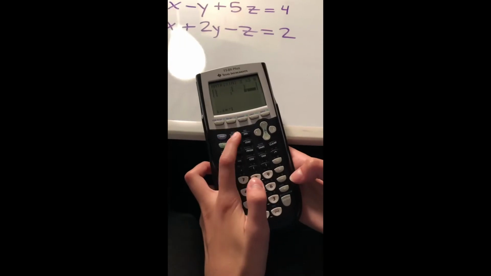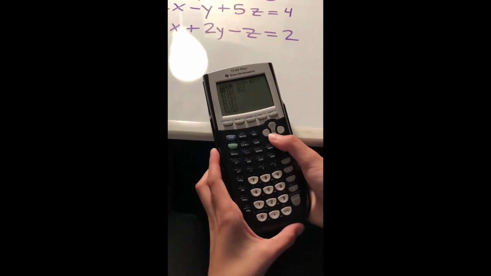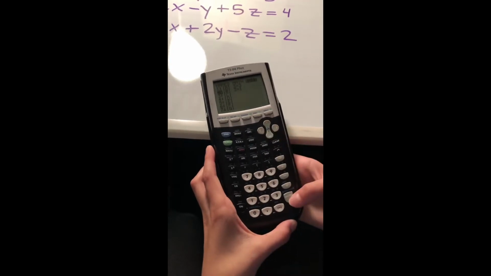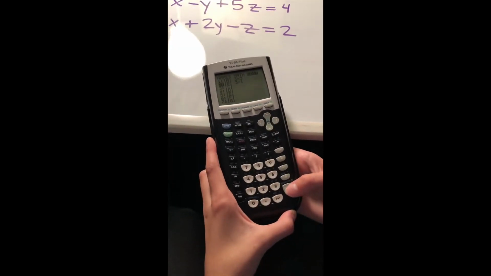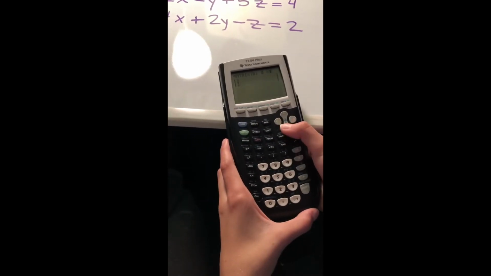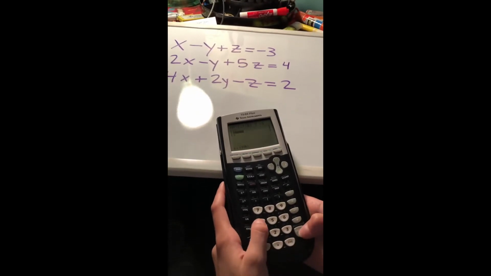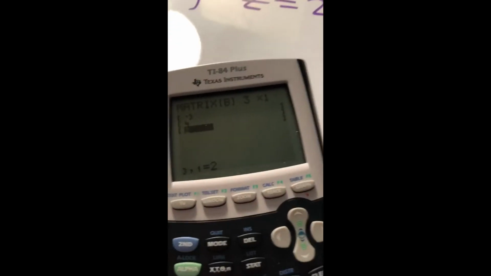Then you're going to go to second quit. You're going to hit second matrix again, but this time going to edit the B matrix, which you always want to be 3 times 1. You're going to plug in the number after the equal sign in each little slot. So -3, 4, and 2.